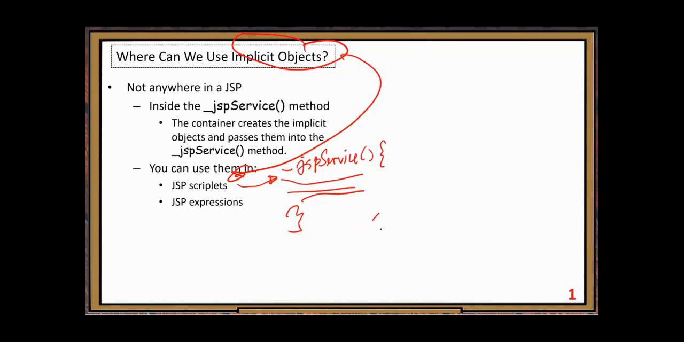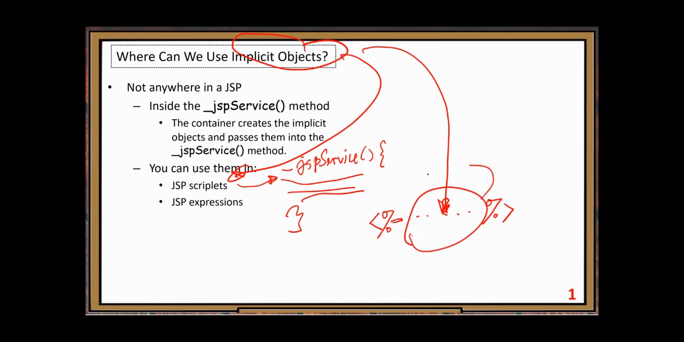When you use JSP expressions, you can also use implicit objects here, because this part will also go to that underscore JSP service method. So you can see, based on that understanding, we can understand better. Okay, so these two things, you can comfortably use implicit objects.